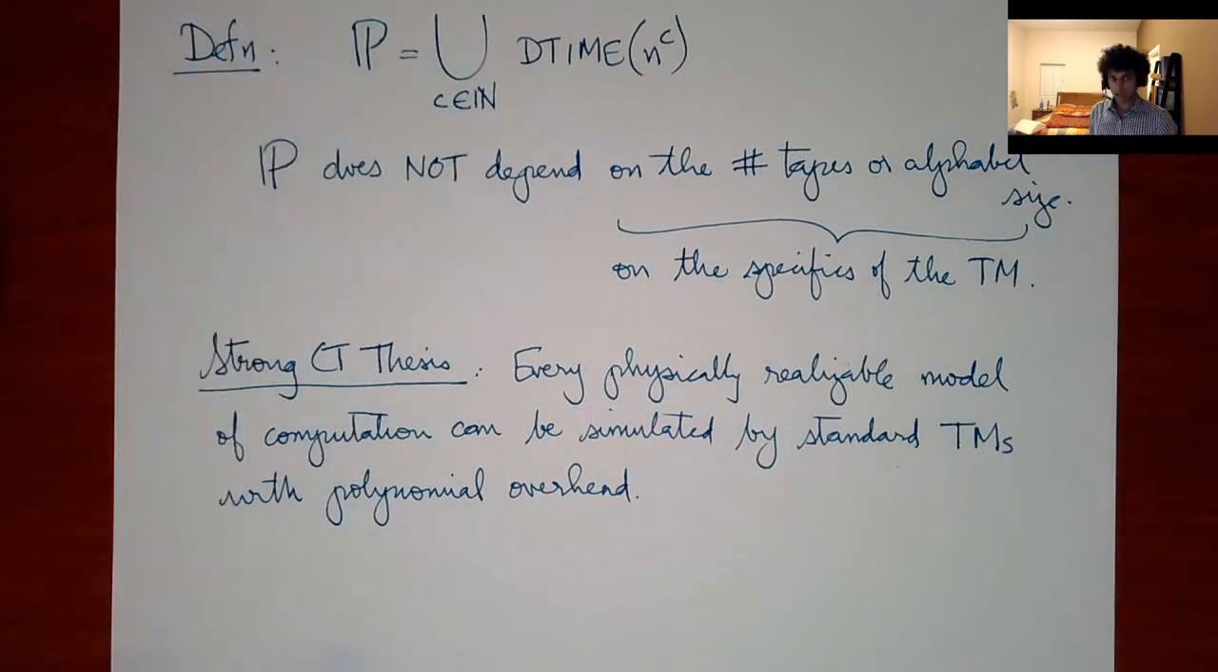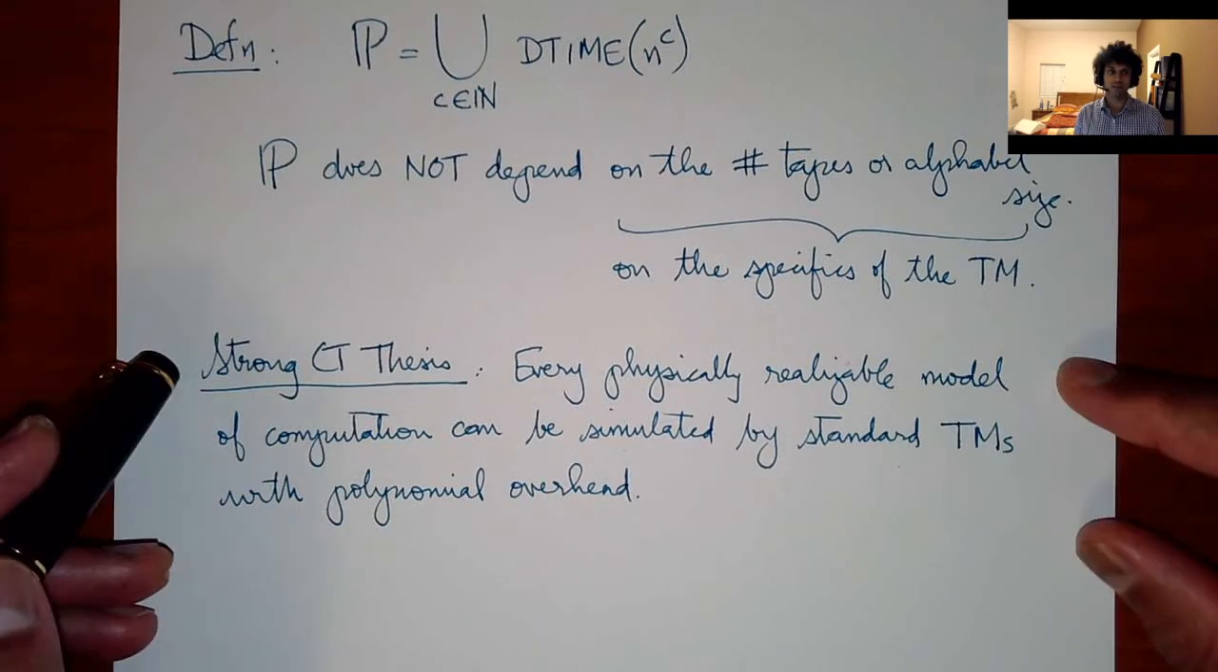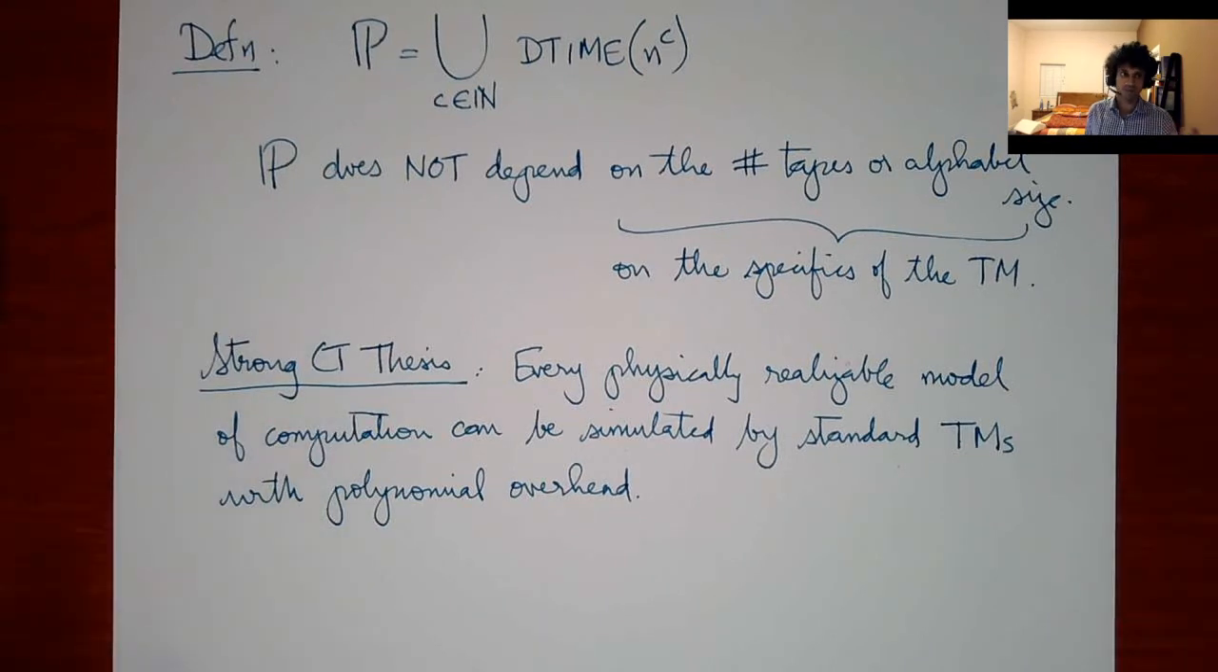Any questions about that? This is more of a philosophical point. And there are some philosophers who will ask, our brains, do they violate the strong Church-Turing thesis? And there are things like that.